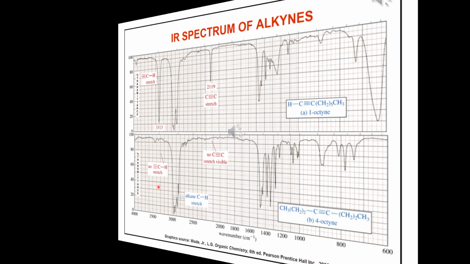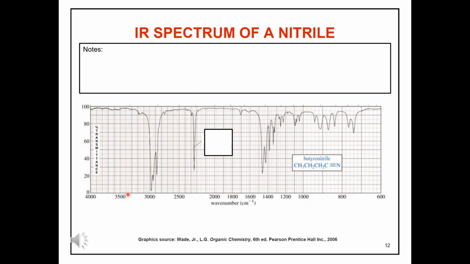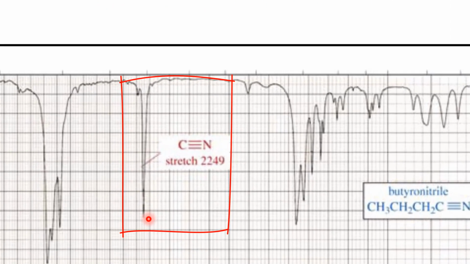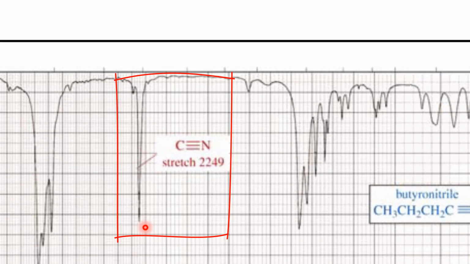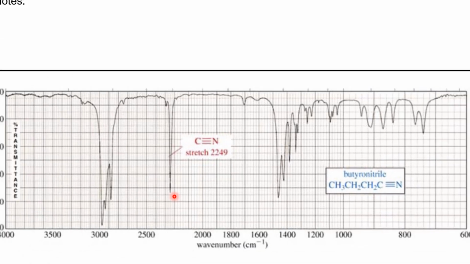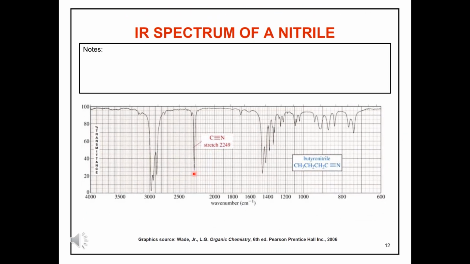In a manner very similar to alkynes, nitriles, that's carbons that are triply bonded to nitrogen, also feature a prominent band around 2250 wave numbers. This band has a sharp pointed shape just like the alkyne carbon-carbon triple bond, but because the carbon-nitrogen triple bond is more polar, this band is stronger than in the corresponding alkyne carbon-carbon triple bond stretch.